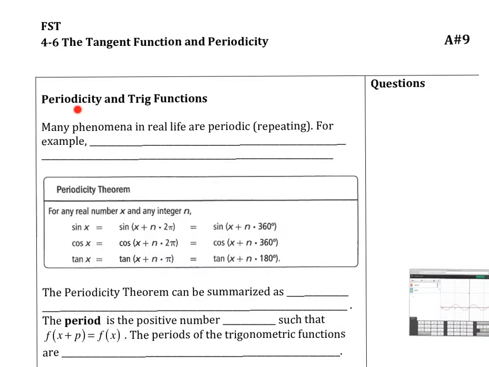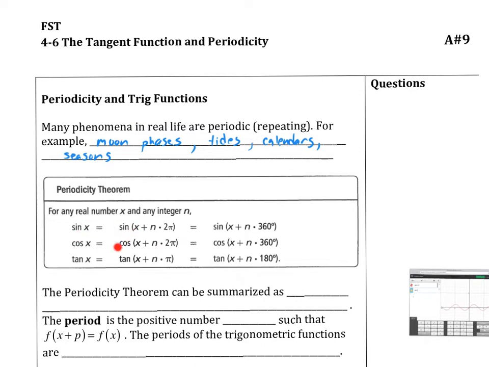So now what we're going to chat about is periodicity and trigonometric functions. So many phenomena in real life are what's called periodic, okay? That means they repeat the same exact thing over and over and over again. Moon phases are one of them. Tides are another. Parts of the calendar, seasons repeat themselves, etc. So all of this has to do with periodicity.